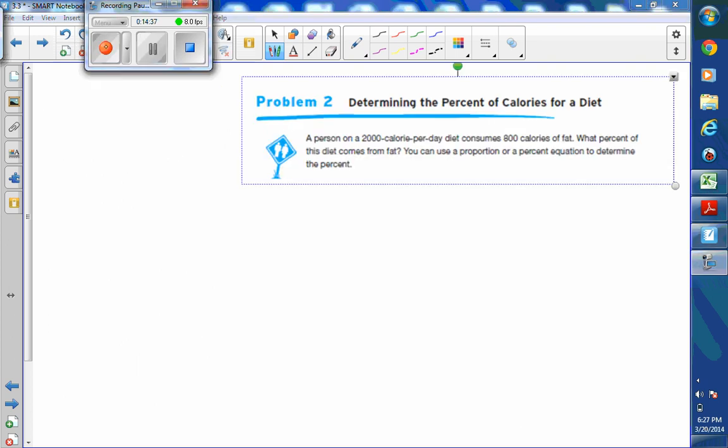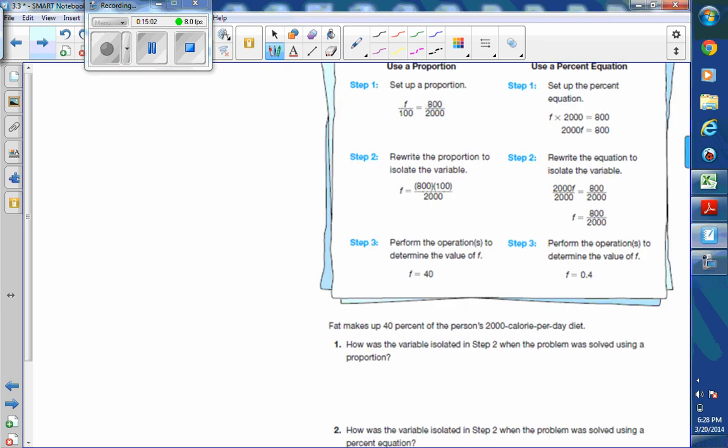Let's move on to problem 2. Okay, a person on a 2,000 calorie per day diet consumes 800 calories of fat. What percent of this diet comes from fat? Can you use a proportion or percent equation to determine the percent? So hopefully you realize now we're going to kind of work backwards. Instead of finding percent of a number, we're trying to actually find what percentage this is. Okay, so look in the box.